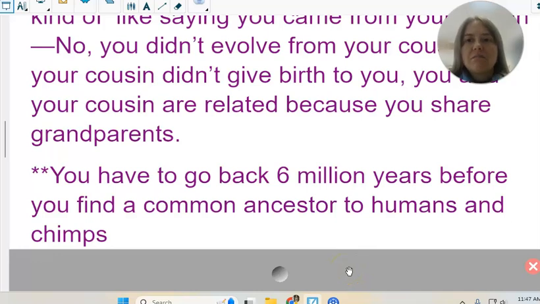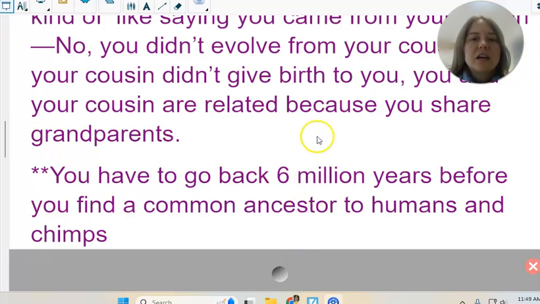You have to go back 6 million years before you find this common ancestor of humans and chimpanzees. In those past 6 million years, humans have been evolving and changing, and chimpanzees have been evolving and changing. So 6 million years ago, there was neither a human nor a chimpanzee. Humans don't come from chimpanzees, they come from this common ancestor 6 million years ago, and chimpanzees have changed for 6 million years, and humans have changed for 6 million years. Let's see if we can get both my hands in there. Okay. Chimpanzees and humans.